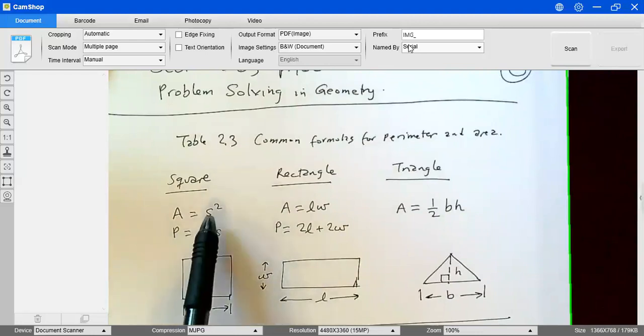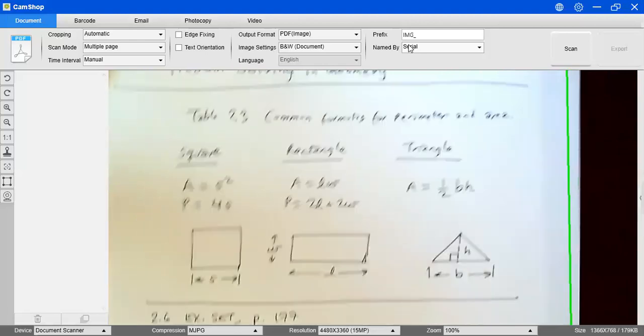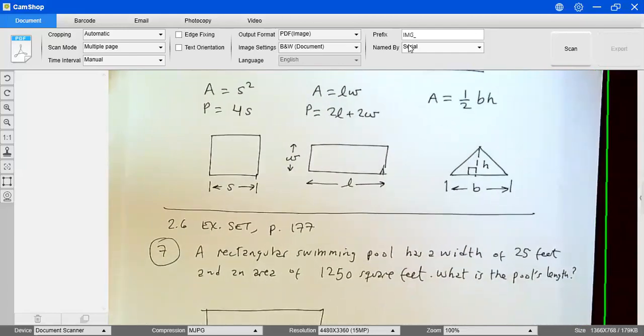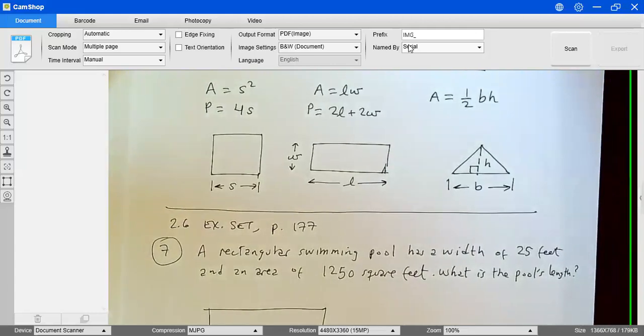This is an S, so it is important that you take care of your handwriting, because sometimes the little s can be mistaken by a number 5. So we're gonna start with the problem that is also from the exercise set. This is the 2.6 exercise set on page 177. I'm using a problem that is going to be similar to the one that you might find in your quiz or in your test.